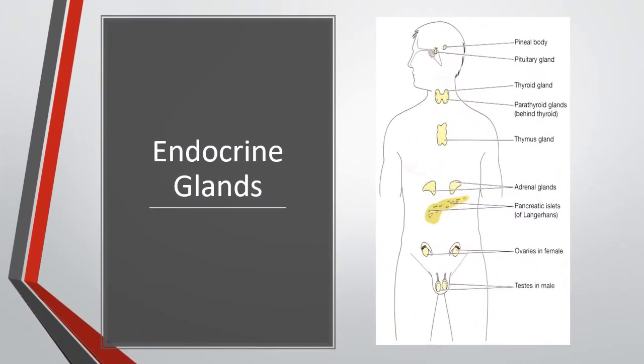Okay, so this picture shows you the different glands in the body, no? Coming from the most superior part to the most inferior portion of the body. You have the pineal body, the pituitary gland, thyroid gland, parathyroid gland, thymus, and so on and so forth. Okay, these are the major endocrine glands.